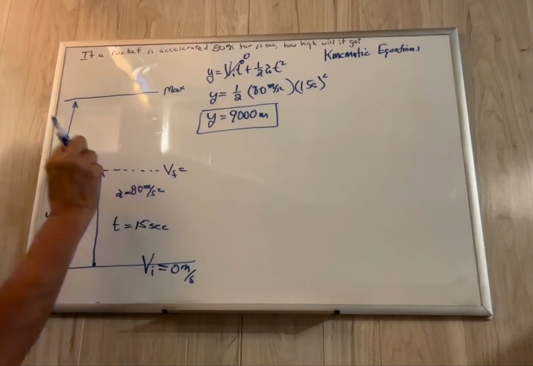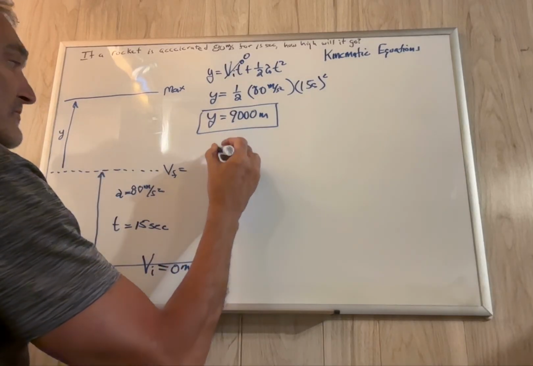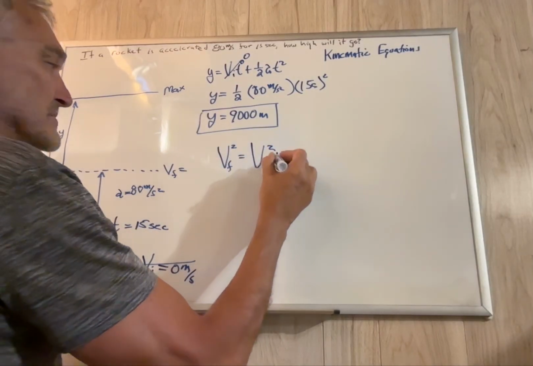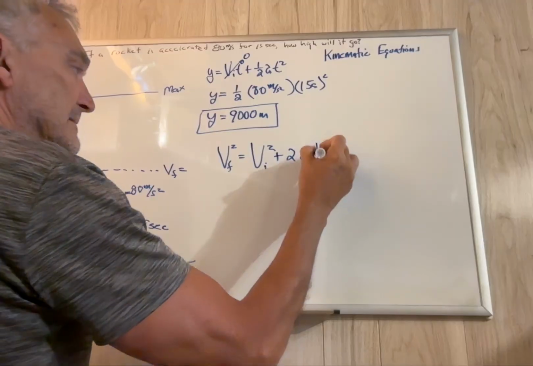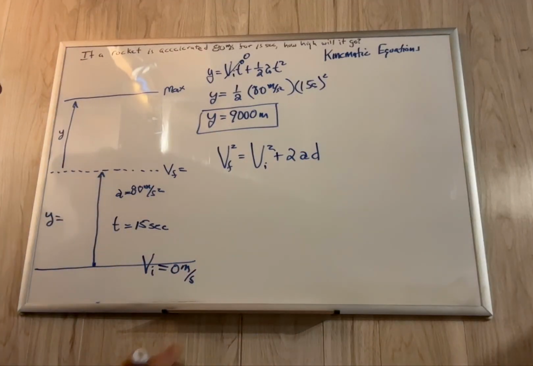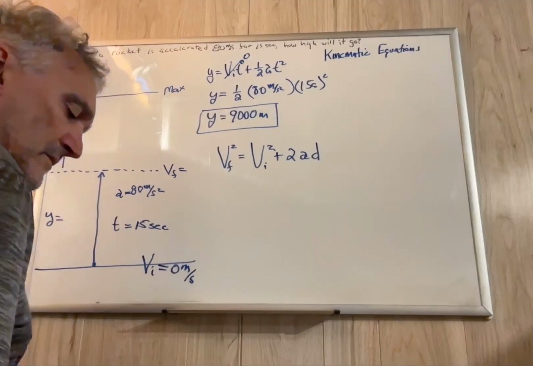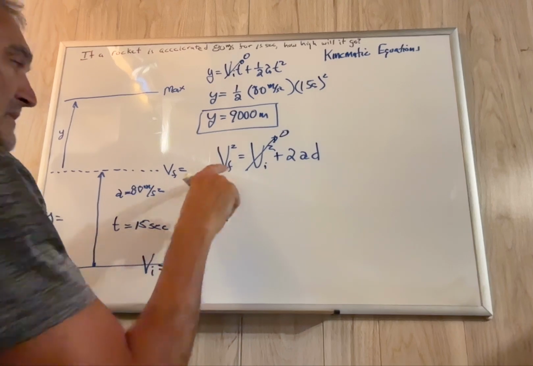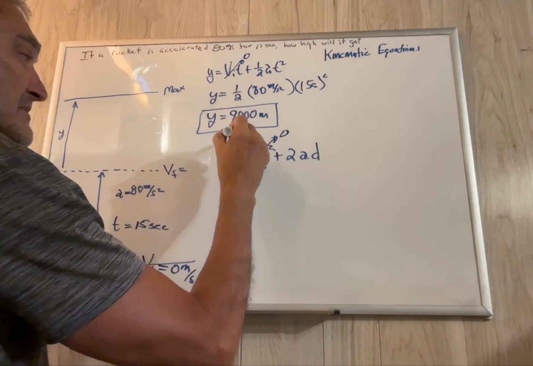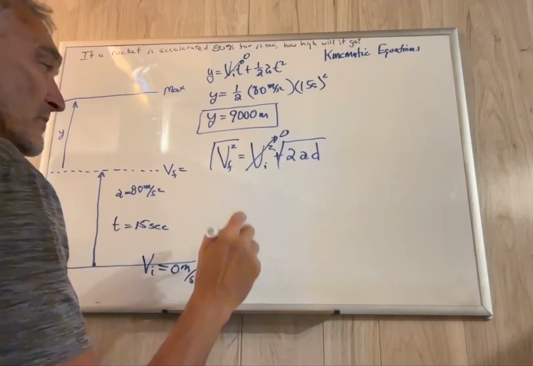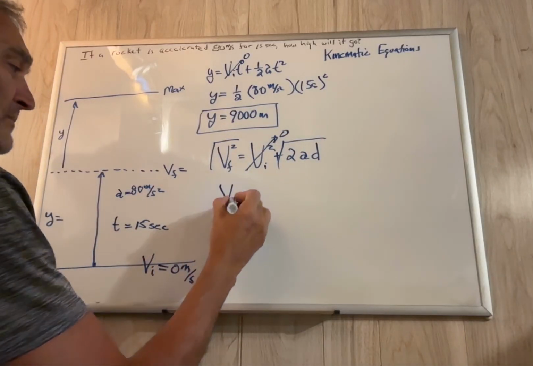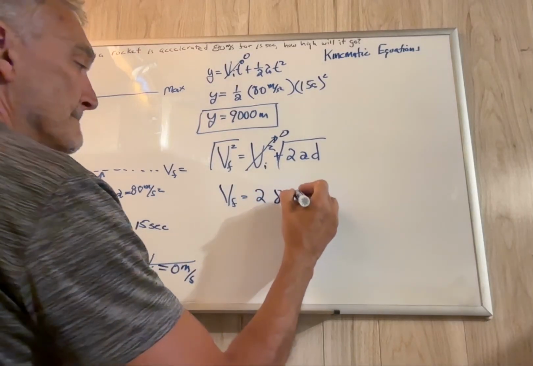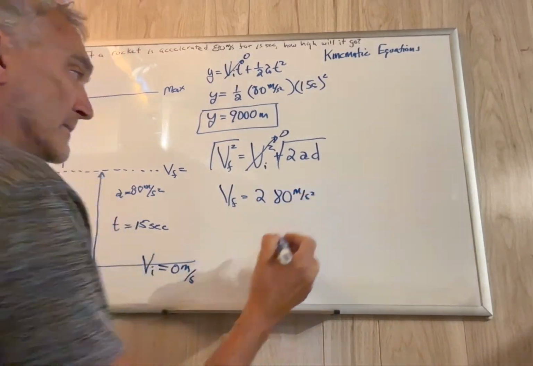Let's find out how fast it is before the engine turns off here. We're going to use velocity final squared is equal to velocity initial squared plus 2 times a times d. I know my velocity initial is 0 in this case, because it started out at 0, so we can just get rid of that right away. This is just 0. So my velocity final is what I'm looking for. I'm going to take the square root of both sides. So my velocity final is going to be equal to the square root of 2 times my a, which is 80 meters per second squared, times my distance.